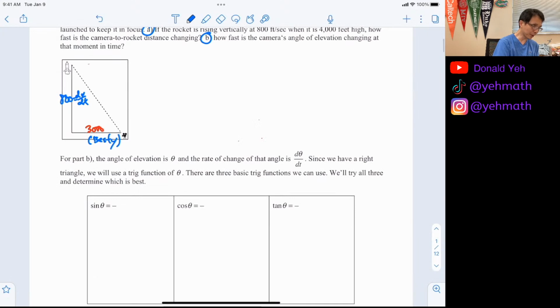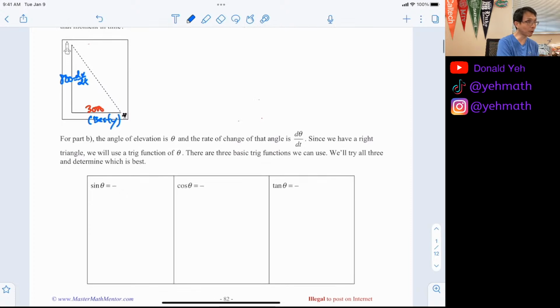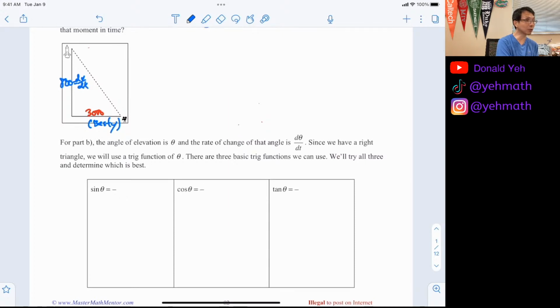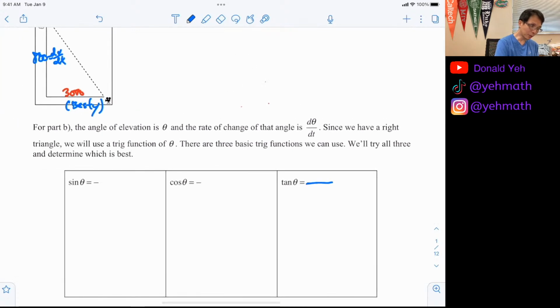You have three choices: sine theta, cosine theta, tangent theta. Here, they present three forms for you to illustrate which one is the best. So let's talk about which one's the best trig identity to use here. It deals with the y and something that doesn't change, that's on the bottom. Tangent, thank you. So tangent is equal to y over 3000 on the bottom, because that's the x and this is the y. That's what I will be using.